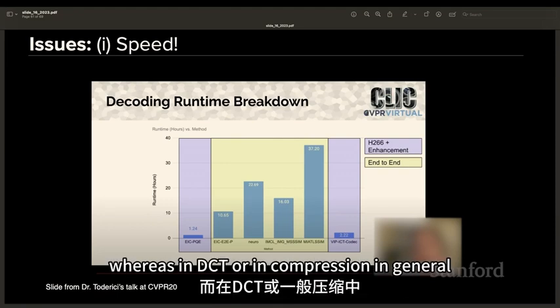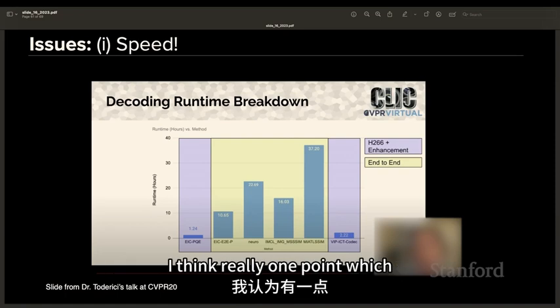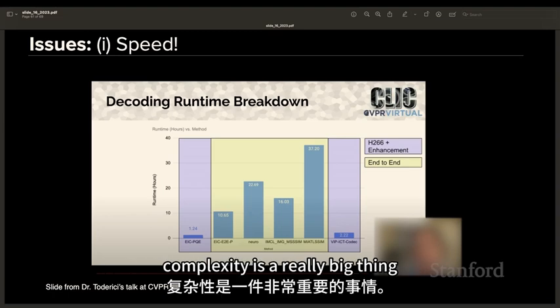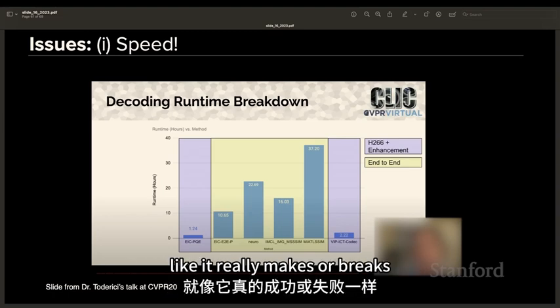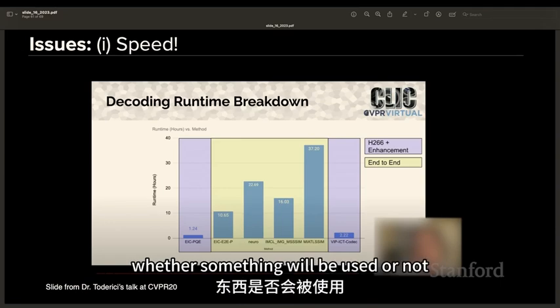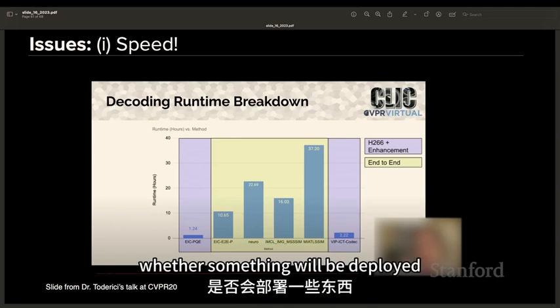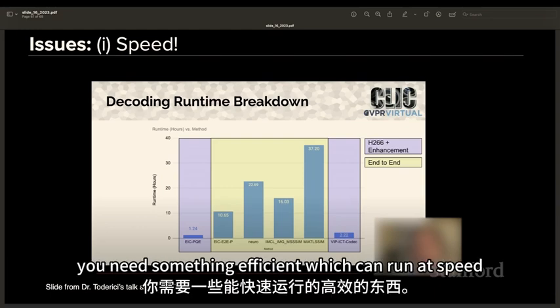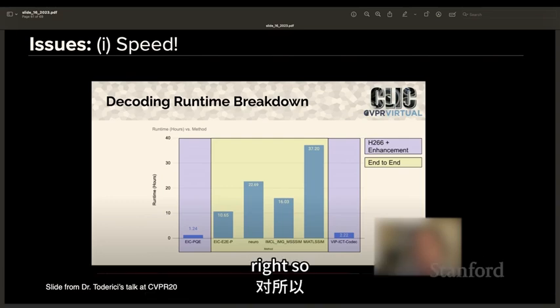Whereas in DCT or in compression in general, one point which I hope we have driven home is that complexity is a really big thing. It really makes or breaks whether something is practical, whether something will be used or not, whether something will be deployed. Because these are ubiquitous operations, they are running all the time. You need something efficient which can run at speed, right?